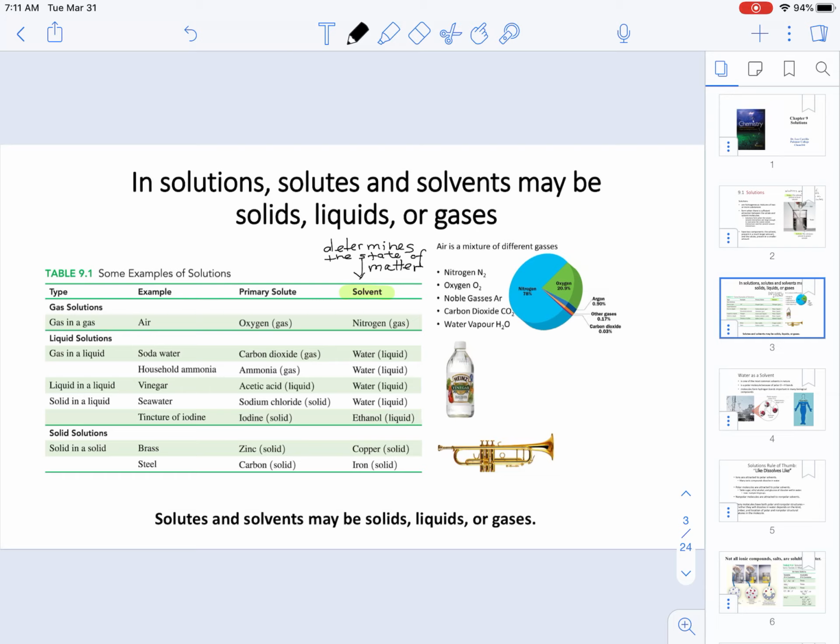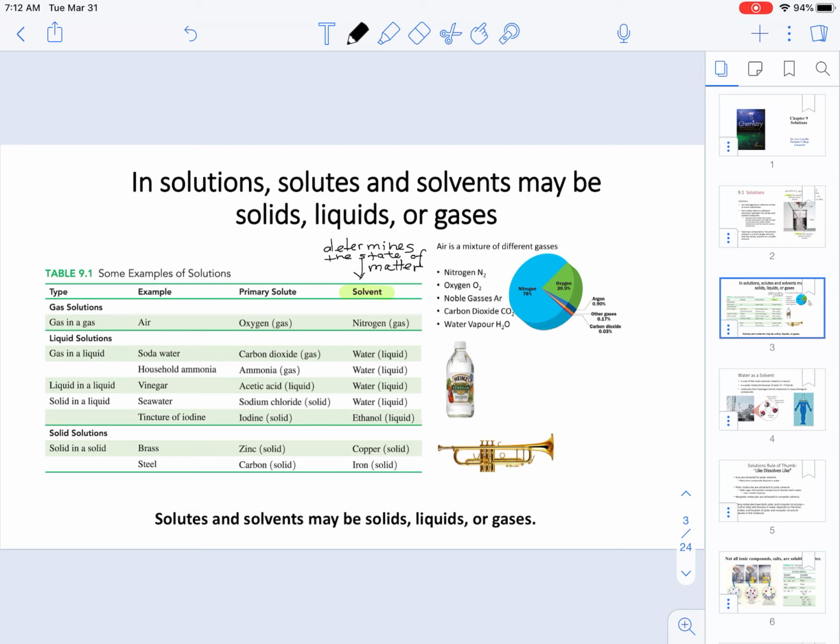So as you can see in table 9.1, we have an example of a gas solution. And on the right side of the slide, we have a pie chart that illustrates the different components of air. So as you can see in table 9.1, the solvent, specifically in air, is going to be nitrogen. And in the pie chart, you can see that 78% of the air that is around us is made out of nitrogen. Now, even though in table 9.1 it says that the solute is oxygen, that is because that's the primary solute present in air. But there's other components in air. For example, there's argon, the CO2, and even water vapor.